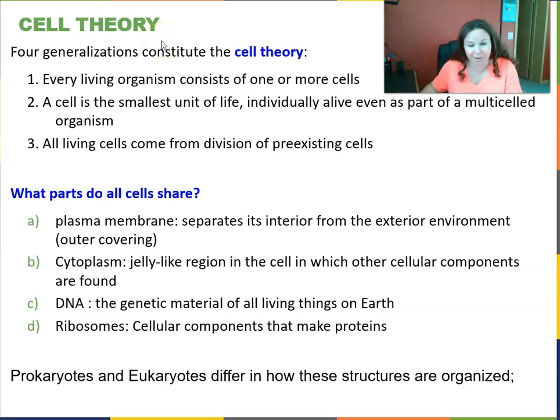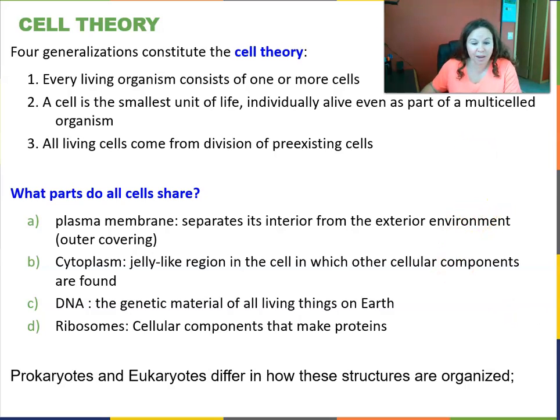So with cell theory, there's 4 generalizations. Every living organism consists of 1 or more cells, so they're unicellular or multicellular. Cell is the smallest unit that's considered alive, and you could either have just the 1 cell or part of a multi-celled organism. All living cells come from the division of pre-existing cells, and cells use DNA if you are living on Earth.